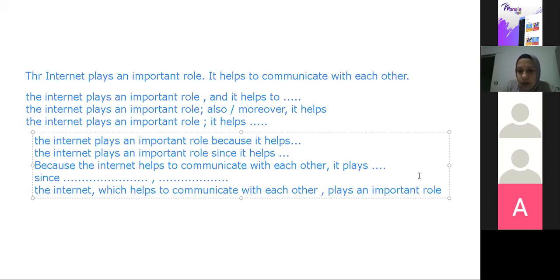Pay attention. Sometimes I can find a sentence with one of the relative pronouns but without punctuation, without the commas. So what's the difference? When do I have to use the comma and when not? Do you know? No. Okay, let's see that together.